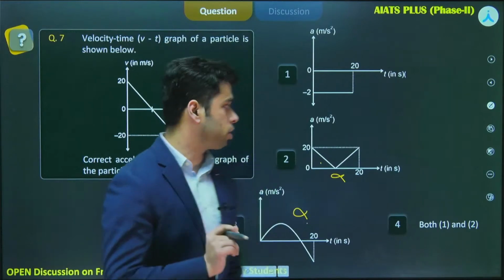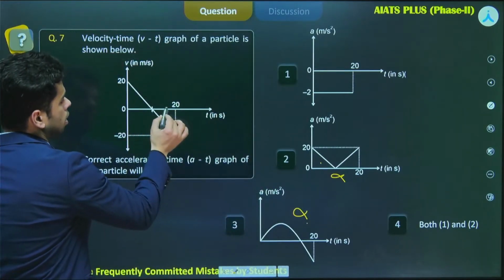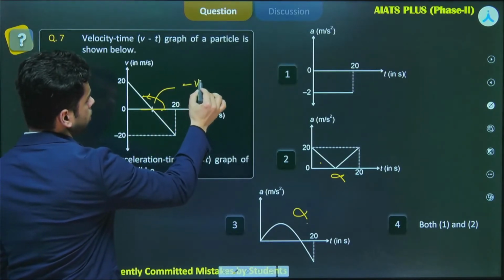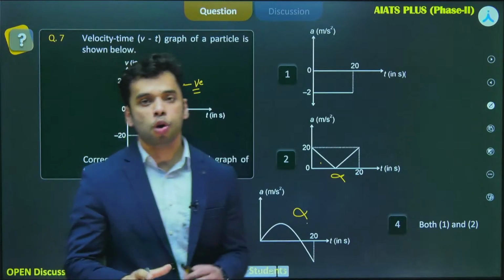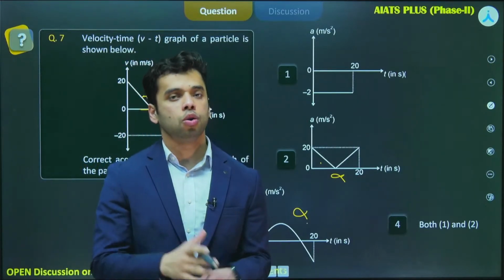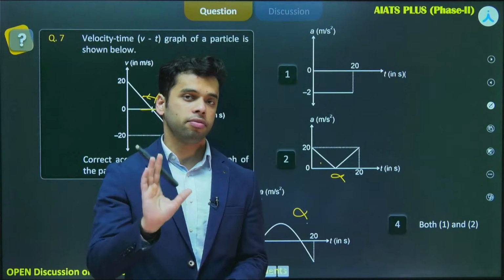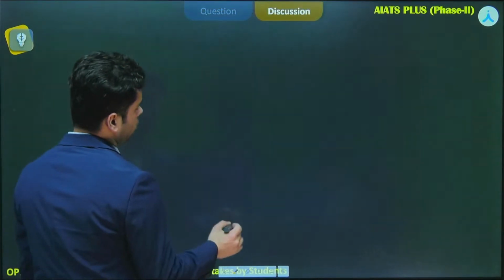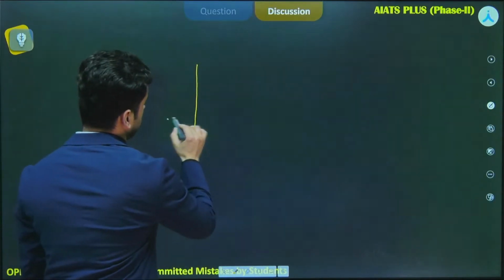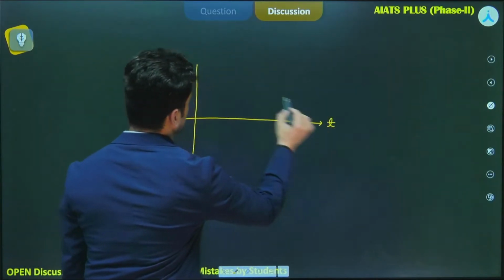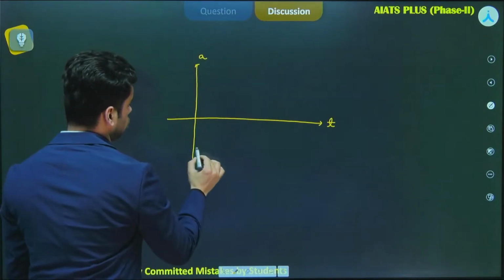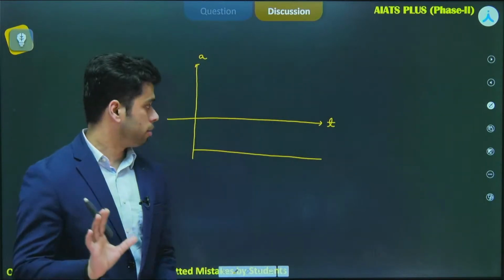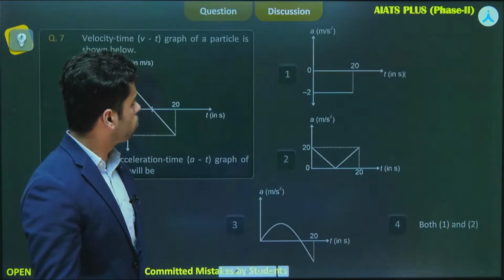Now let's head back to the second piece of information. As you can see, the slope over here is negative. So the slope of the VT curve is negative as well as constant. So the acceleration will be negative and constant. Going by the logic, the acceleration time curve should look like this. If this is time and this is acceleration, then it should look something like this. It is negative and constant.